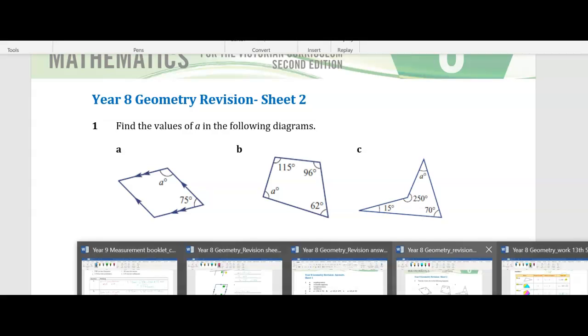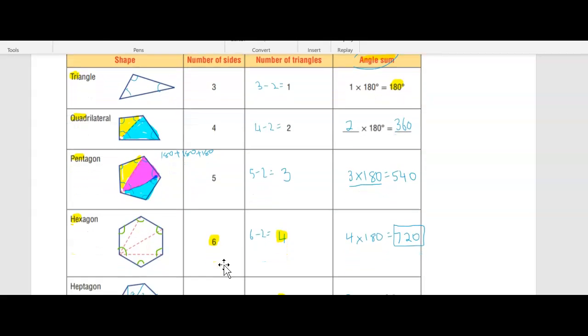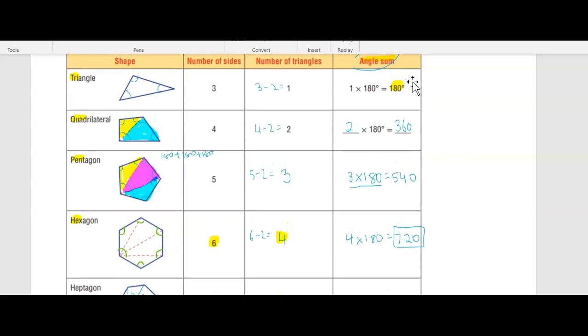So if I open up this document here that we did last term, we filled in this table with the angle sum. You can see as we go through the left column, the different types of shapes there are. A triangle is a three-sided shape, so you can see the number of sides in the second column. Quadrilateral is a four-sided shape, pentagon 5, hexagon 6, and so on. So we calculated the total angle sum for the shape. What the angle sum means is, what do the angles add up to?